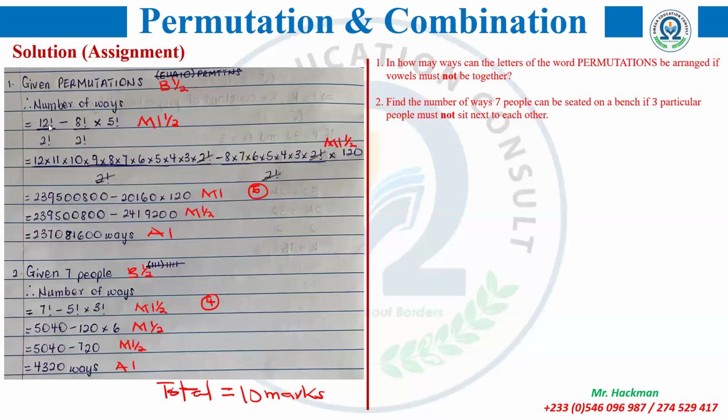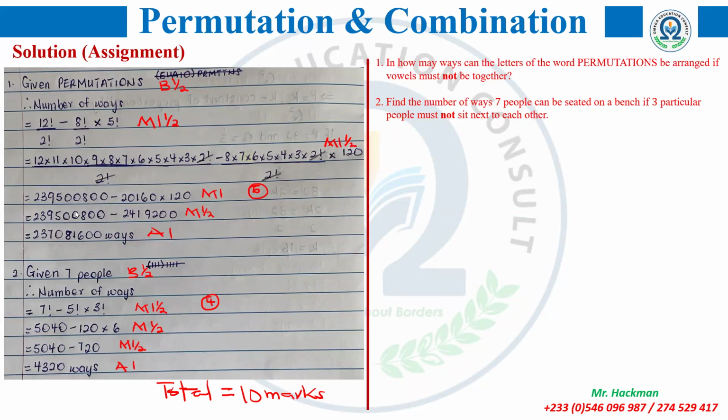So with this one, 12 factorial over 2 factorial, you know what to do. You expand 12 factorial to contain 2 factorial. So that's what you had. Then minus 8 factorial over 2 factorial. Also, you expand 8 factorial to contain 2 factorial. So that's what she did here. Then times 5 factorial, straight away, you write its value there.